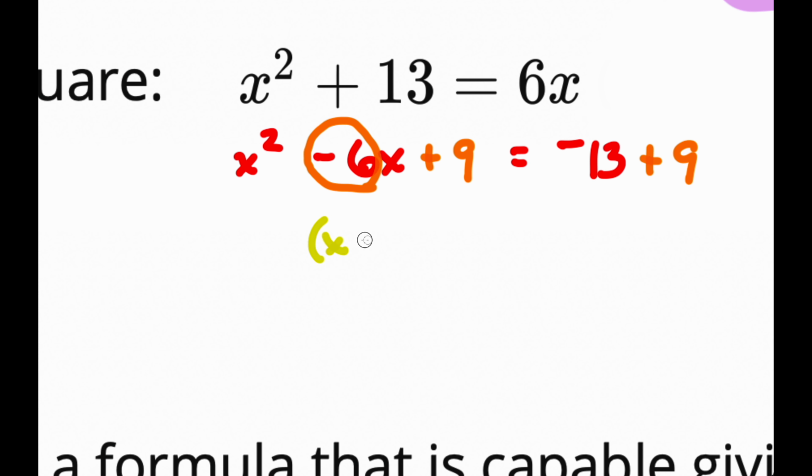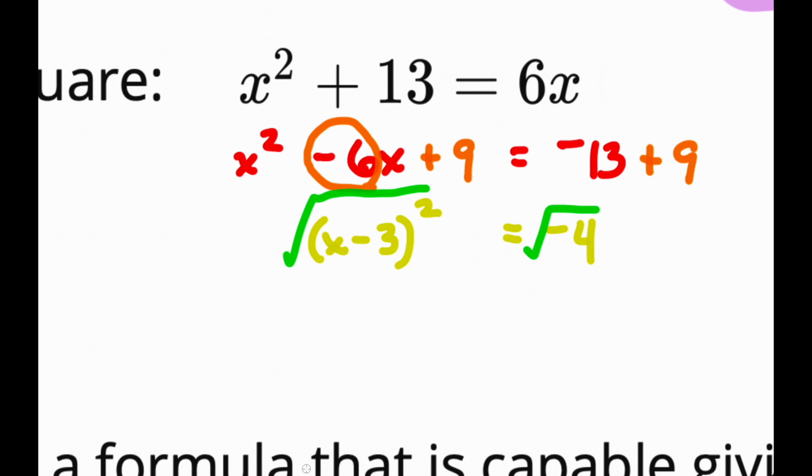This is going to factor out to x minus 3 quantity squared. If you want to do the AC method and work that all out, you can. I'm just going to try to save time in this video. This is going to be equal to negative 4. We have to square root both sides. And hopefully a light bulb's going off in your head.